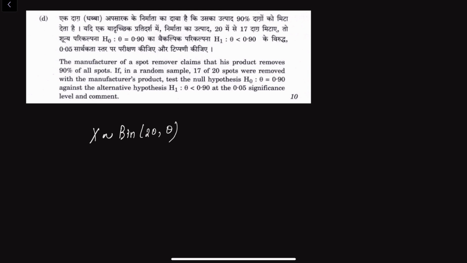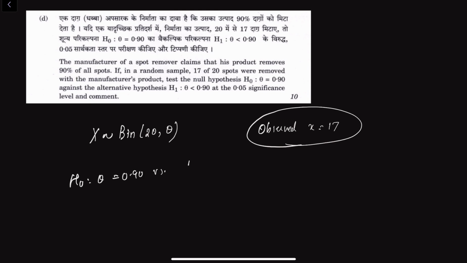So it's a binary outcome, and each variable is a Bernoulli random variable, and the sum of those variables, 20 such variables because 20 such spots are there. So basically it's a binomial distribution with 20 and theta as the parameters. So the observed x is 17, and H0 is theta is 0.90 versus H1 is theta is less than 0.90, and alpha is 0.05.